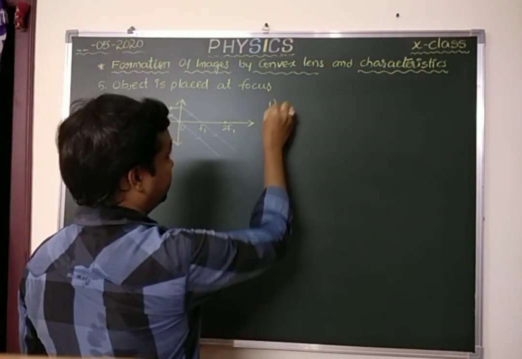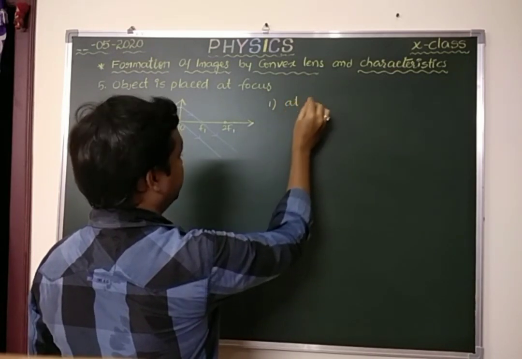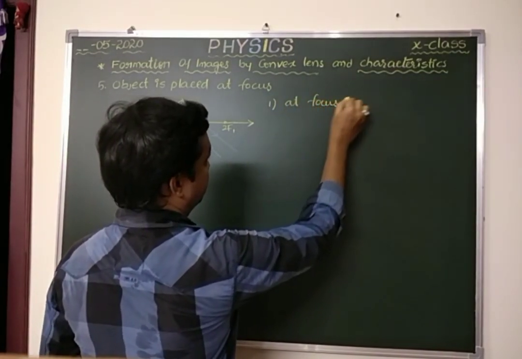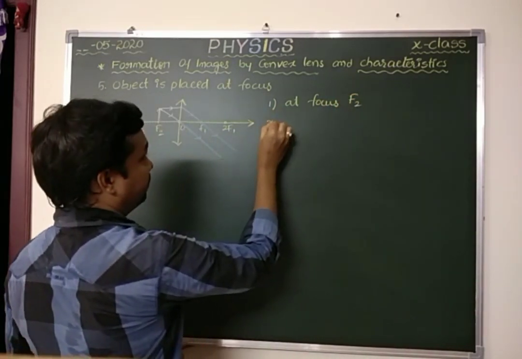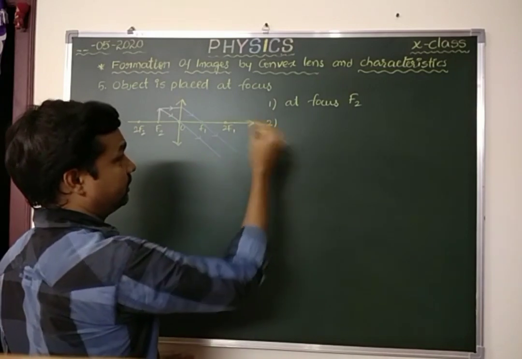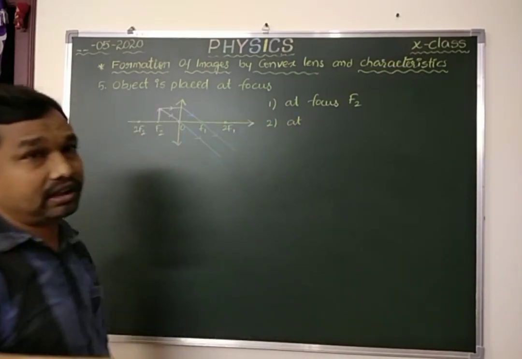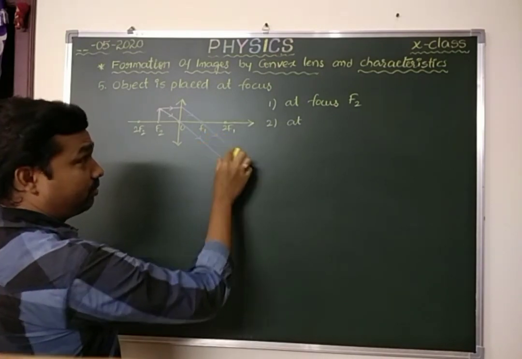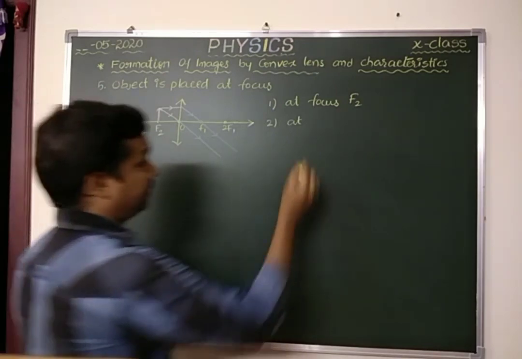Where is the object? Object is at focus F2. Where is the image found? Image is at infinity. Why is the image at infinity? If they ask you a question like this, the refracted light rays are moving parallel to each other, so that we will get the image at infinity.